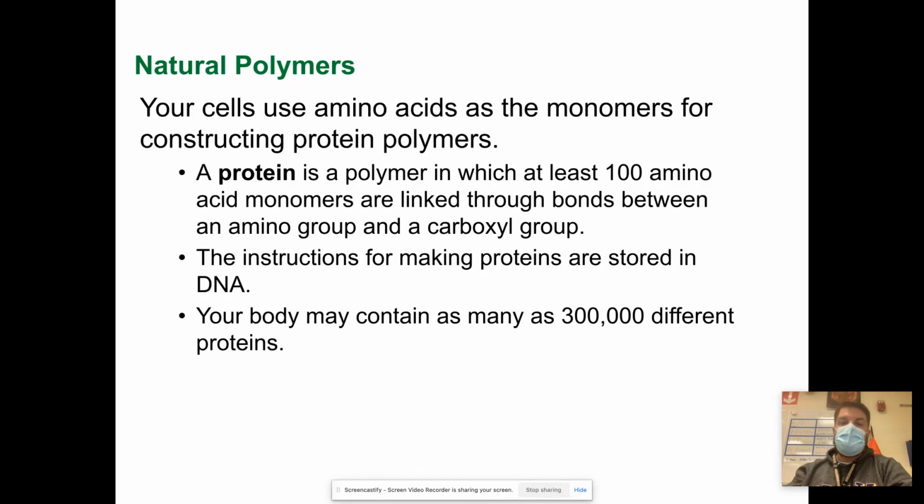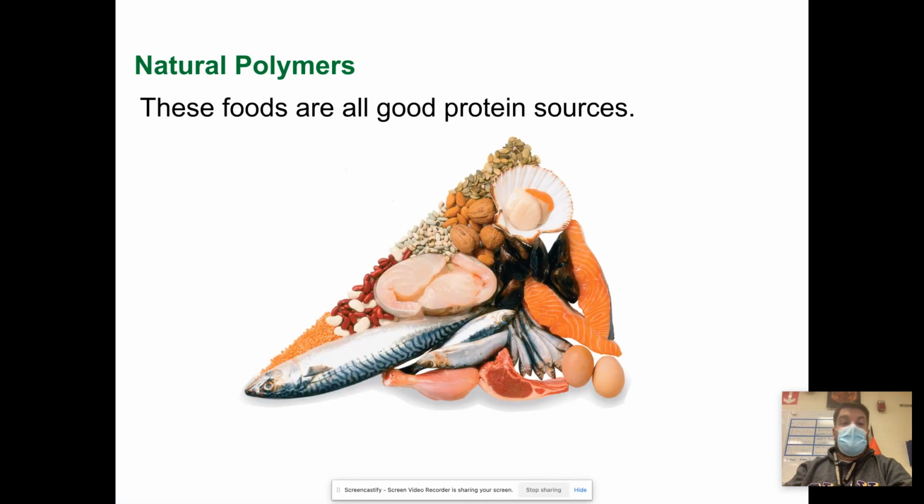The instructions for making proteins are stored in your DNA. The DNA code unzips at different parts. That literally has the structure for the protein synthesis. Your body may contain as many as 300,000 different proteins. These foods are good in protein. So meat, basically. Meat and eggs, fish, legumes.